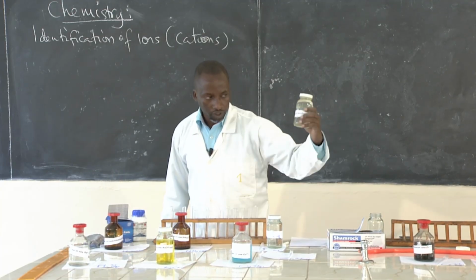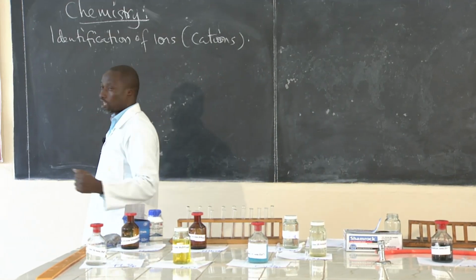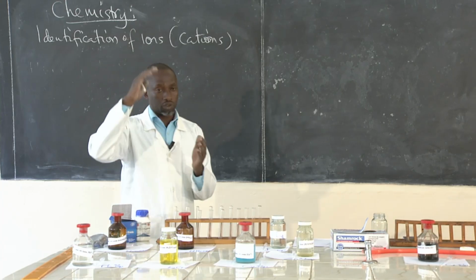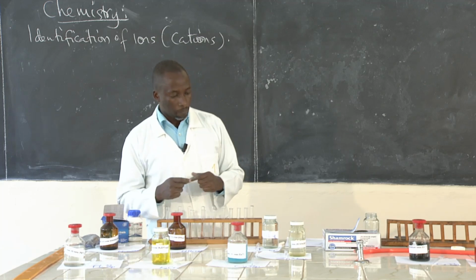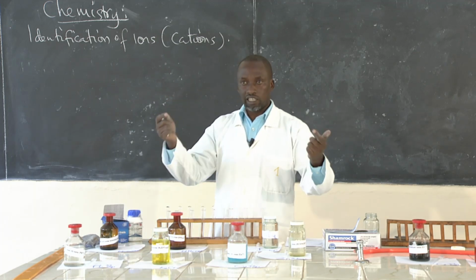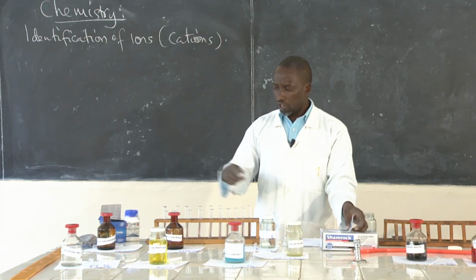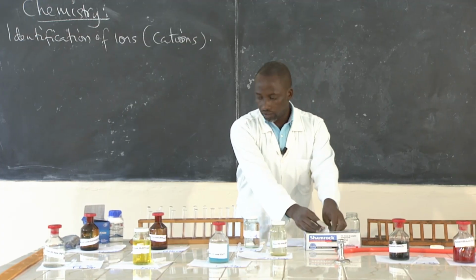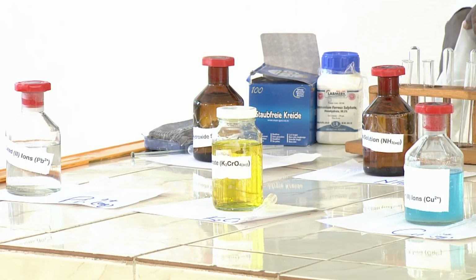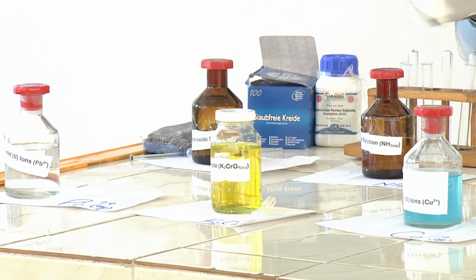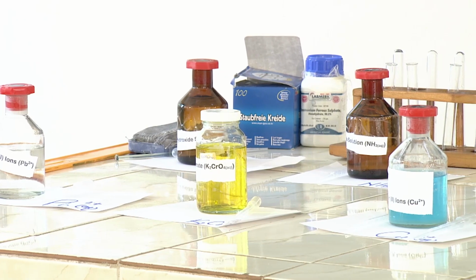The zinc looks colorless, for reasons I hope you discussed, because its d orbital is full, and therefore the splitting and the movement of the electrons can't give it color. So let's right away start our experiment, and then we see how we can identify these ions. For the purposes of precaution, these are precautionary measures.